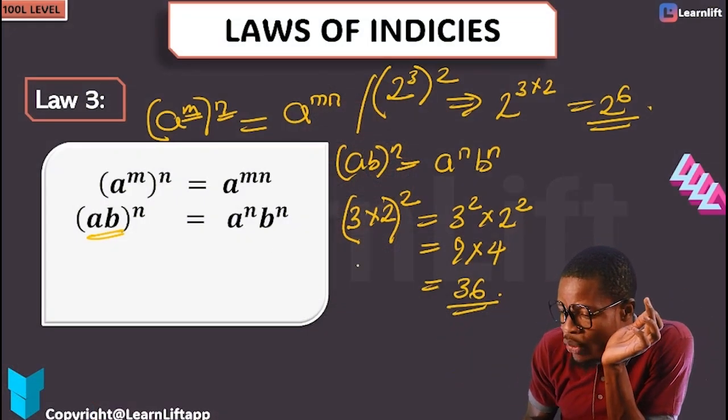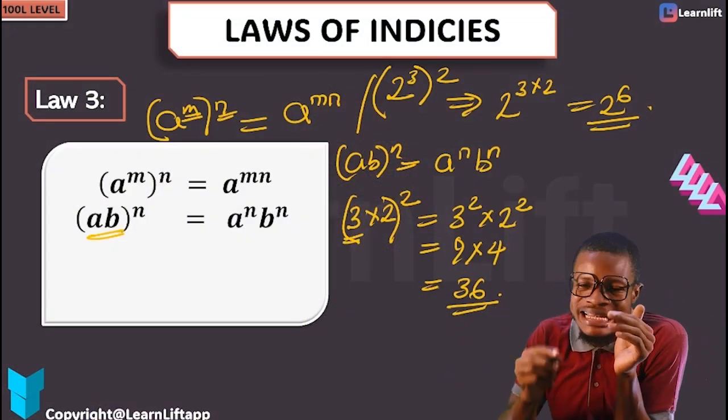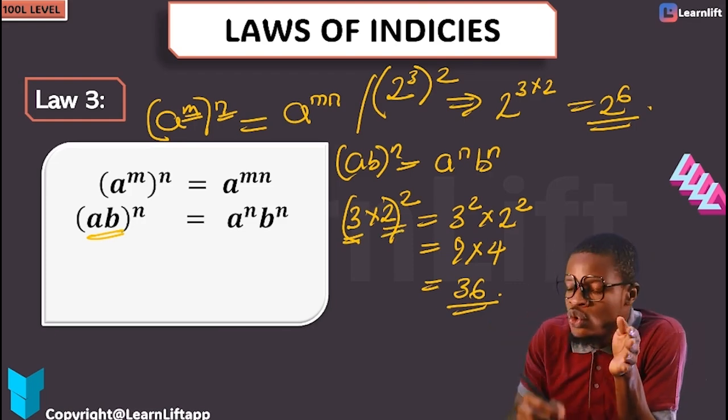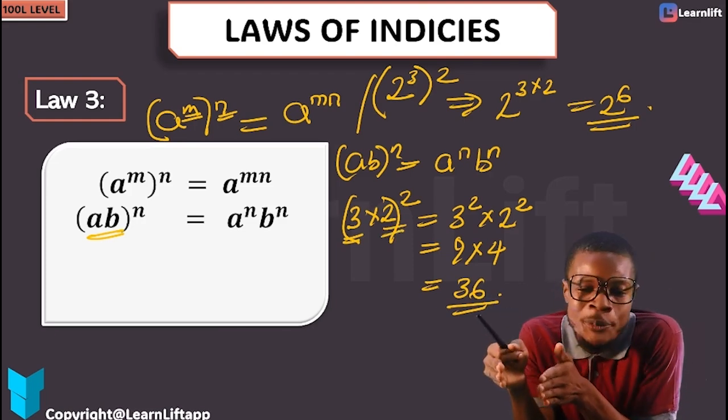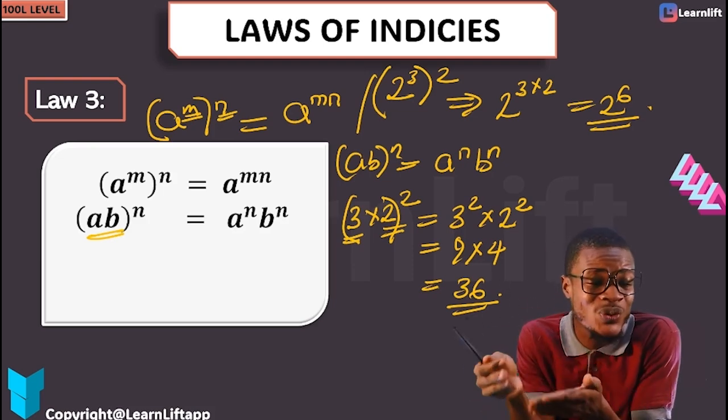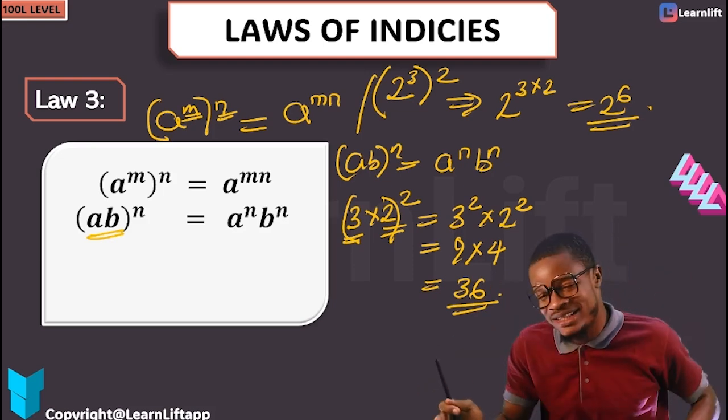We broke this down, your 3 raised to the power of 2, and that is 3 raised to the power of 2, which is 9. And then your 2 raised to the power of 2. What's 2 raised to the power of 2? That's 4. So your 9 times 4, 9 times 2 is 18, right? 18 times 2 is going to give you how many? 36 becomes the final answer.